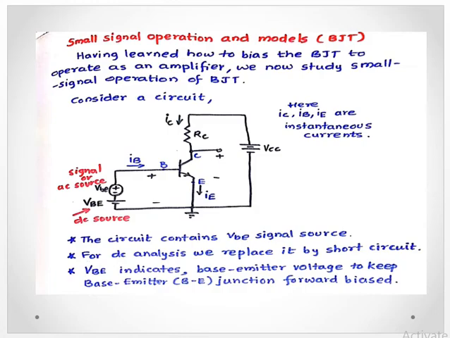If you consider a circuit for small signal operation and models analysis, given circuit, base, collector, emitter of a BJT. At the base terminal you are connecting a signal source, or AC source, which we are referring to with lowercase letters vbe. A DC source is represented with capital letters VBE.